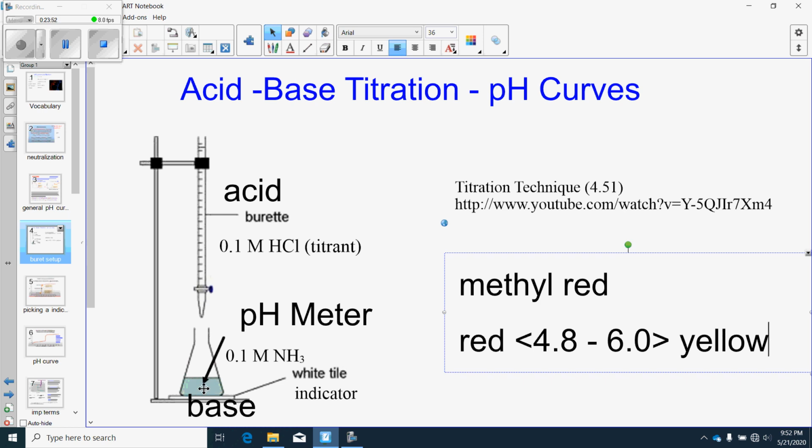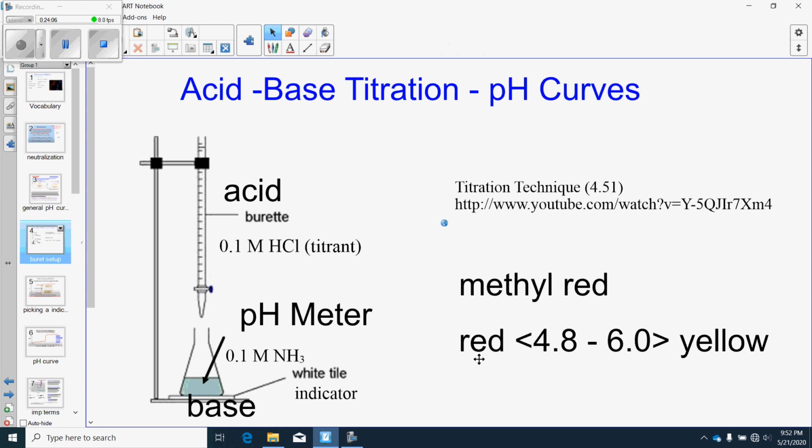So what's going to happen is when we start, I'm going to have a yellow tinge to my solution because these solutions are colorless, right? So I'm going to have a yellow solution. But as I slowly add the acid, I'm looking for the exact moment when that yellow turns red. Because when that yellow turns red, I've gone just past my endpoint, right?